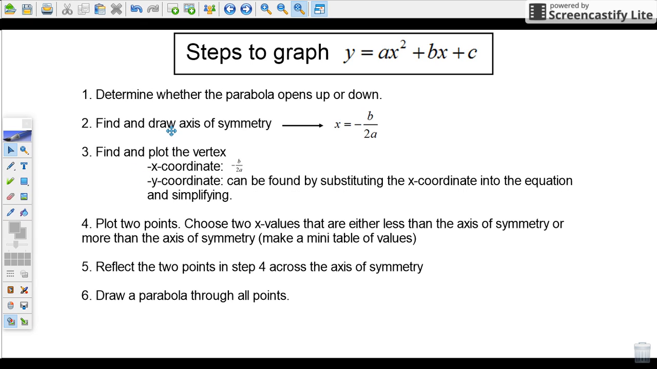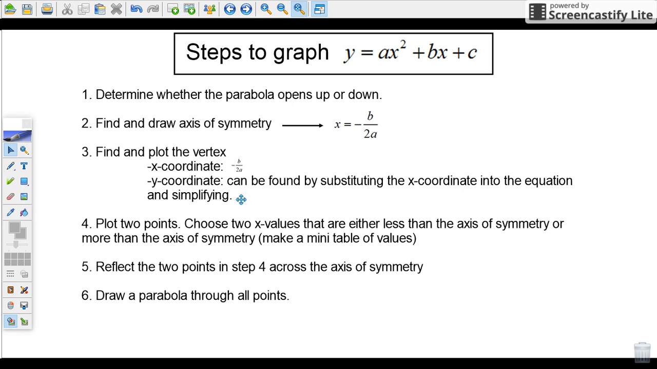After we draw the axis of symmetry, then we're going to find our vertex. The x-coordinate of the vertex is where our axis of symmetry is, so we use the same formula. Since we've already found that, we need to work on finding the y-coordinate of it. This can be found by plugging in that x-coordinate to the original equation and then simplifying to find what y equals.